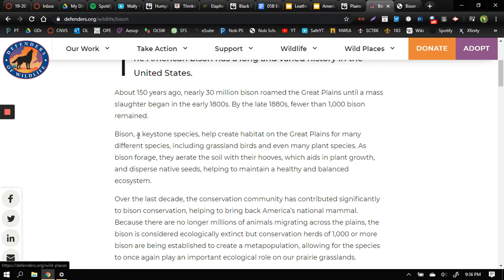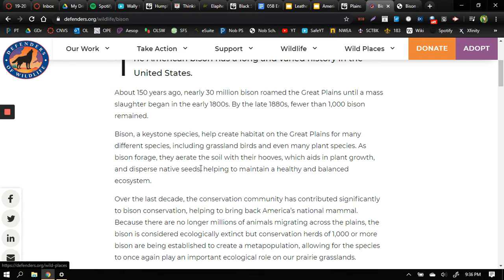Well, you see, the bison was considered a keystone species, meaning that it played a role in the lives of so many other animals. As bison forage, they aerate the soil. That means they break it up. Sometimes soil can be hard and clumpy, which makes it difficult for plants to grow. Aerating it by breaking it up allows the soil to be loose enough for the roots to grow through.